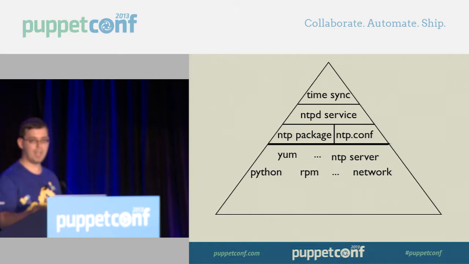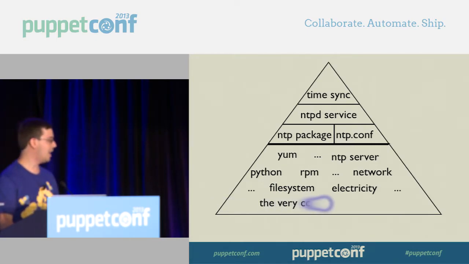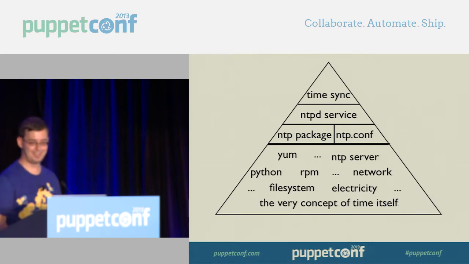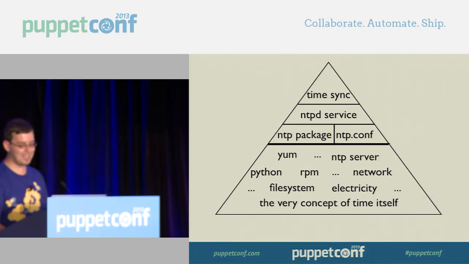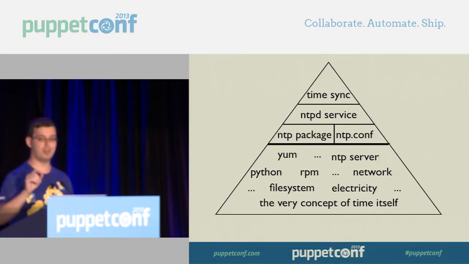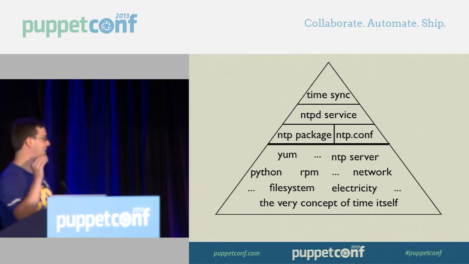And, well, the package and the config file, they're being installed to a file system, so I need one of those. And this whole thing, it needs electricity. It's running on power. And when you get right down to it, at the most fundamental, the very basic, if we're going to sync time, we need to have the very concept of time itself. And obviously, this is ridiculous, right? You don't go, well, I need to ensure electricity so that I can sync time.